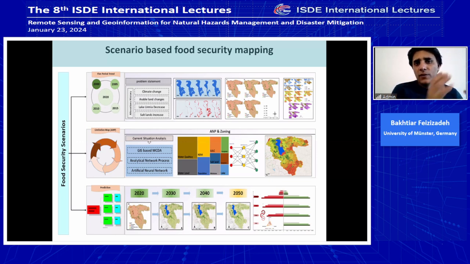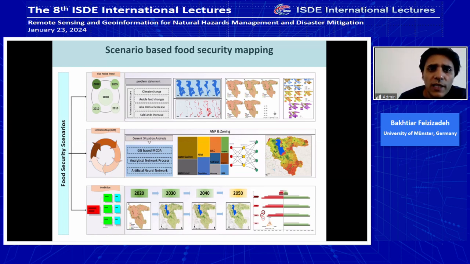So when we had these three major aspects, we wanted to analyze the integration of these land use land cover changes, soil salinization, and aquifer salinization, and then to see what the impact of these environmental challenges caused by climate change would be on food security in this area. We also developed different scenario-based approaches for modeling, developing scenarios for sustainable food production in this area.